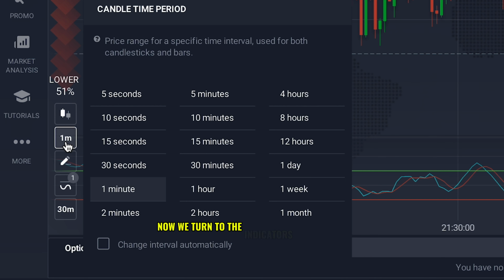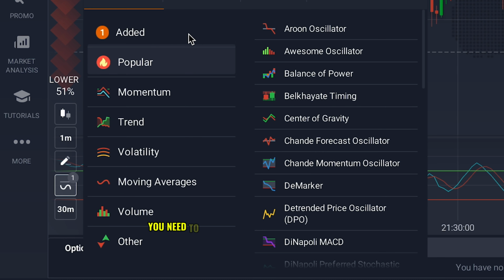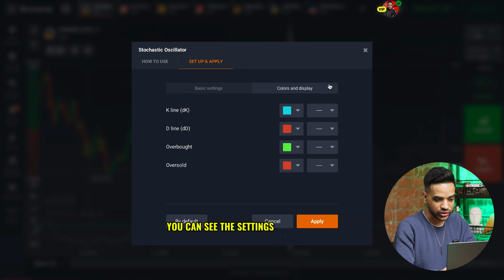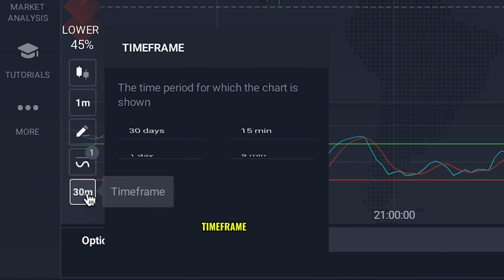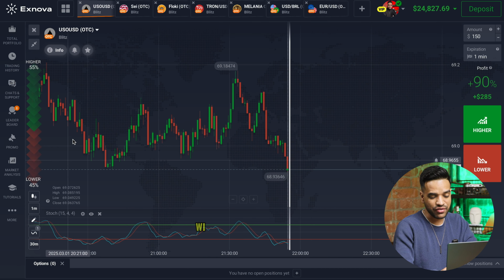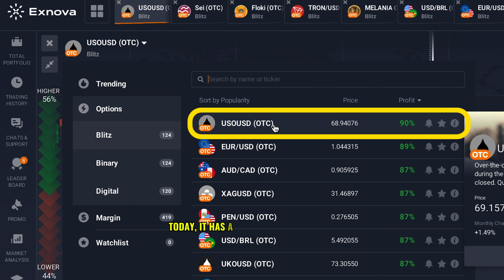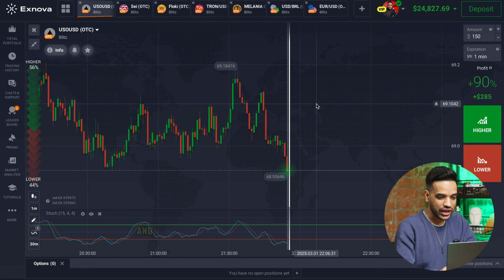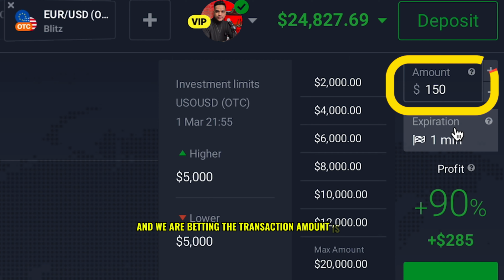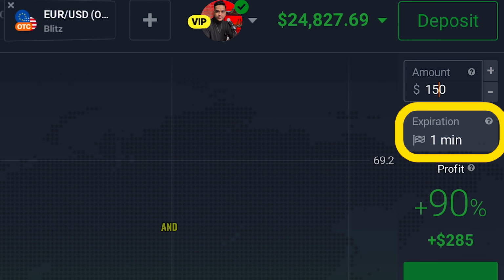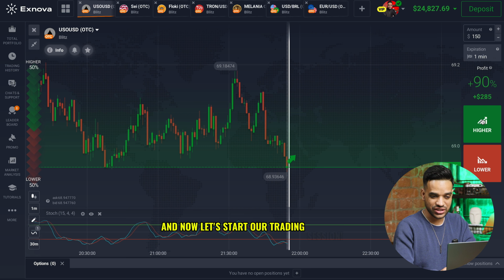Now we turn to the indicators themselves. You need to turn on the Stochastic Oscillator. You can see the settings on the screen. Time frame 30 minutes. I will trade on USD OTC today. It has a profit margin of 90% and we are betting a transaction amount of $150. The transaction time is 1 minute. And now let's start our trading session.